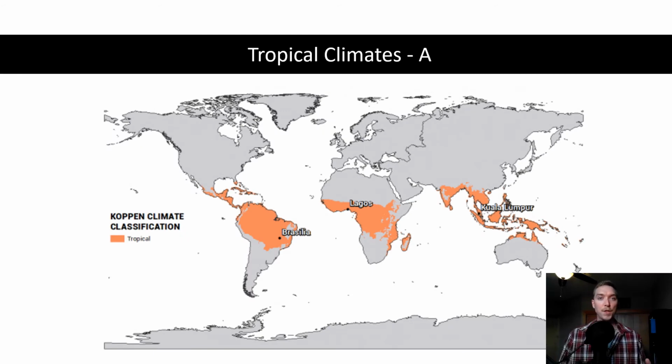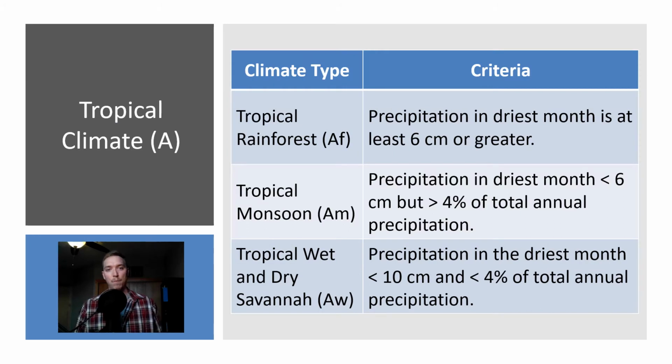So here is the distribution of A climates across the world, right along the equator. Pretty obvious, right? It's tropical. Most of your tropical rainforests and savannas and monsoonal areas all fall around the equator. And we have 3 different subtypes here.